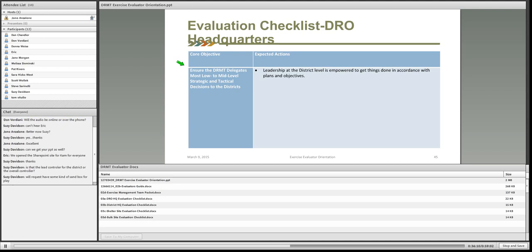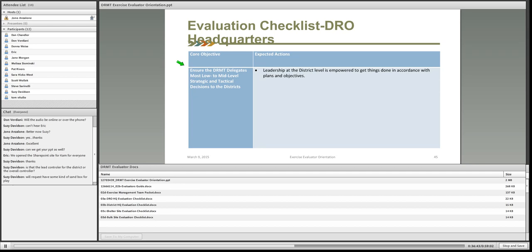Ensuring DRMT delegates most low to mid-level strategic and tactical decisions to the district. Thinking through what we did with re-engineering and Richard Reed's message last Friday, how do we ensure that our decision makers are closest to the client? We want to avoid having groups and activities sitting in headquarters at the DRO planning for, in lieu of, superseding the district directors. So that's what this particular objective is evaluating.